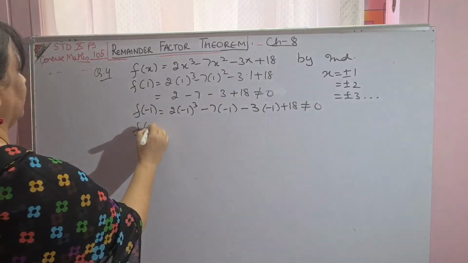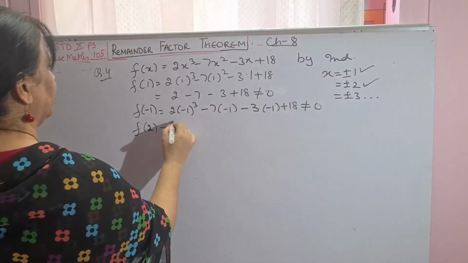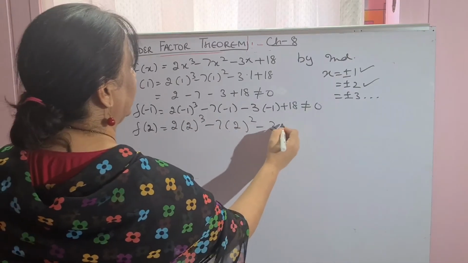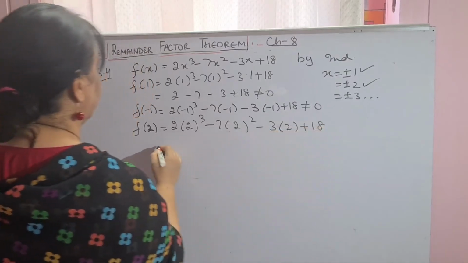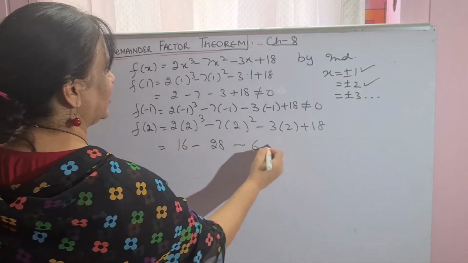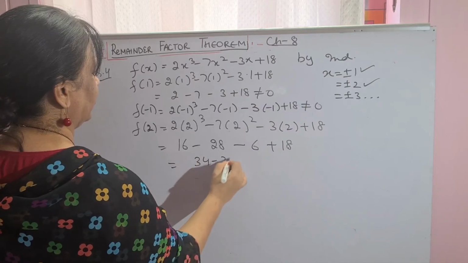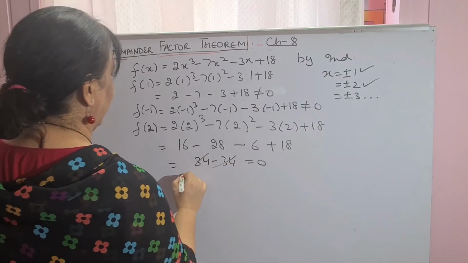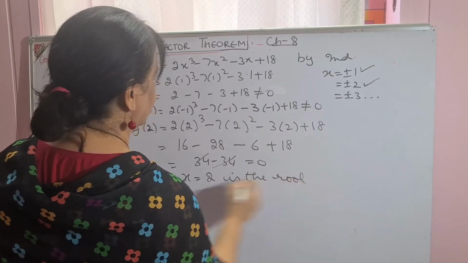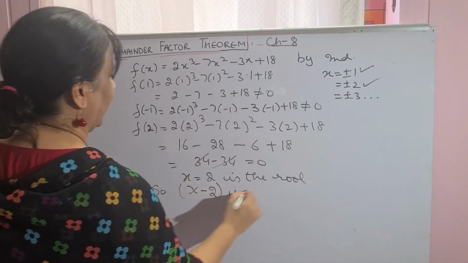So we'll go for f(2) now. Okay, first I have checked, now I'll go for the second one. f(2): 2 into 2 cube minus 7 into 2 square minus 3 into 2 plus 18. Let us calculate it. 2 fours are 8, 8 twos are 16, minus 7 fours are 28, minus 6 plus 18. See, 16 plus 18 is 34, minus 34, that is 0. So we got our first factor. x is equal to 2 is the root, so x minus 2 is the factor.